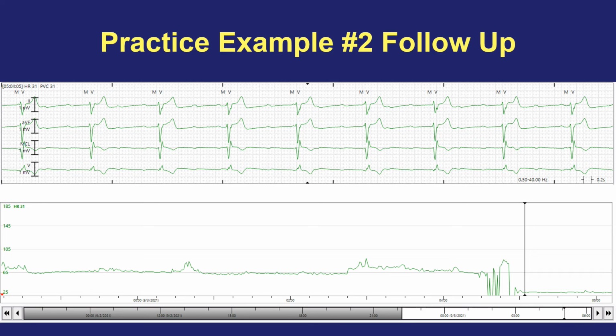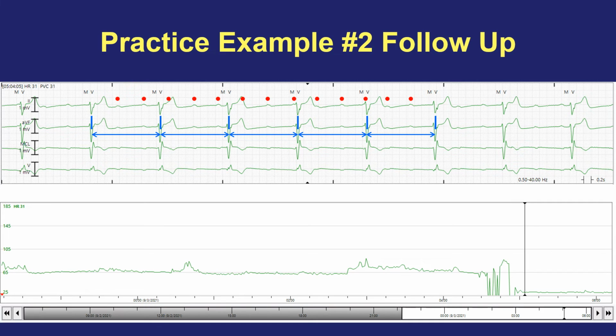Here are the P waves in red dots. Here are the QRS complexes with blue lines. The RR intervals are no longer varying. They are absolutely bang on regular, and they have nothing to do with the atrial activity. We have progressed to complete heart block.